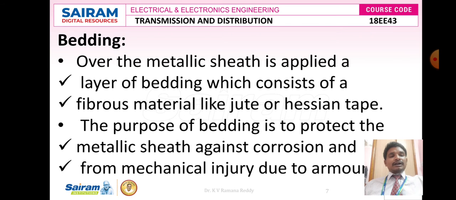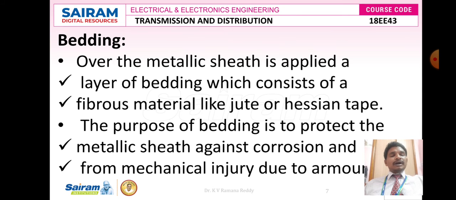The purpose of jute or Hessian tape covering the lead sheath or metallic sheath is to make the construction of the conductor into a spherical structure, and it also protects from the atmosphere, and protects the lead sheath from corrosion. The purpose of bedding is to protect the metallic sheath against corrosion and from mechanical injury. Mechanical injury, because while we are drawing the conductors underground, they are subjected to some mechanical injury or mechanical stress.